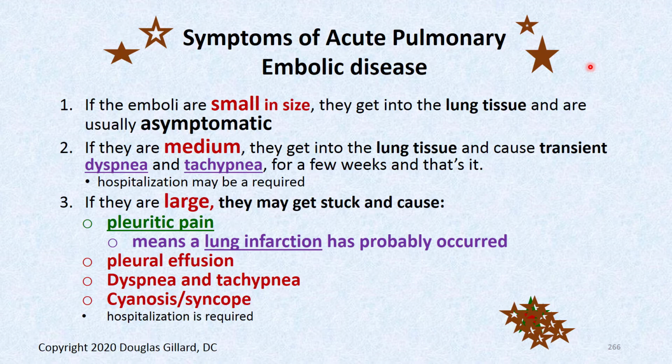So what are the symptoms of an acute pulmonary embolism? Well, if it's small, there might not be any symptoms. If they're medium in size, maybe the size of a pea or so, they can get stuck in the lungs, blocking enough lung tissue to actually interfere with breathing. So you might get up and have a little bit of dyspnea, a little bit of tachypnea, and I could have added a little tachycardia.